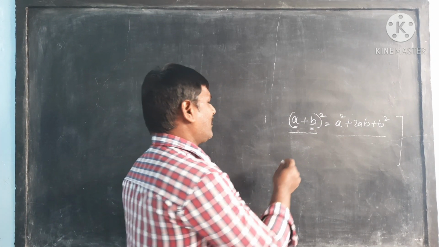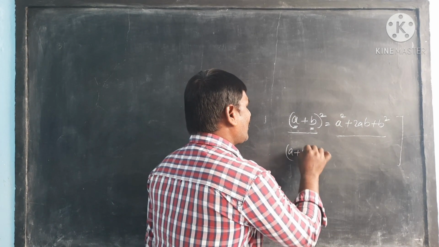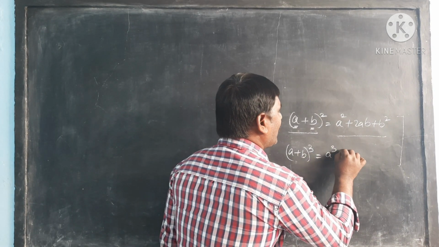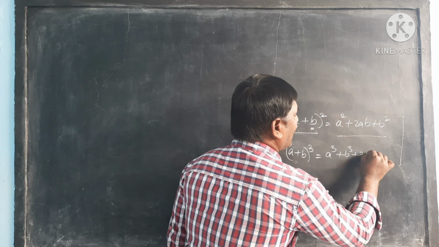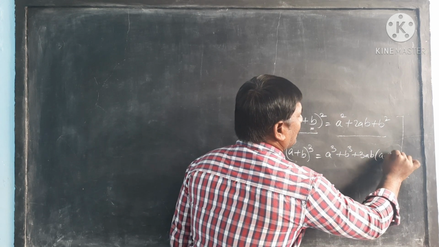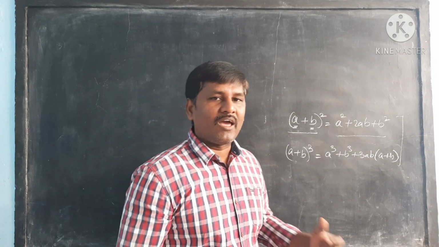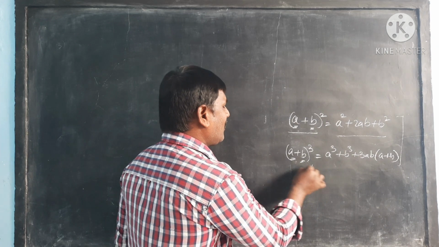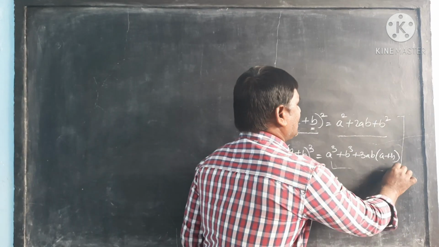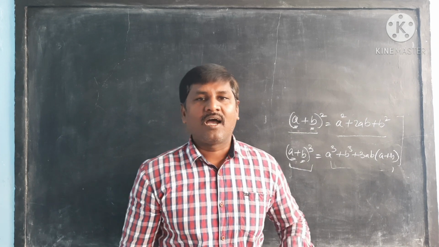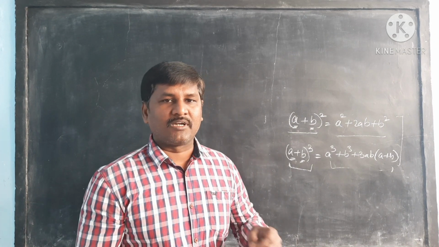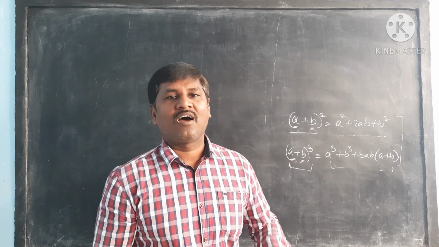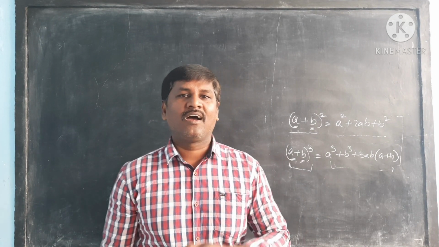Let us discuss another one. (a plus b) whole cube, which you have discussed in class 9, is equal to a cube plus b cube plus 3ab(a plus b). So here whatever the values of a and b you substitute, you will get the same result from the LHS and RHS. So these are known as mathematical identities. But in the trigonometric chapter, we have three trigonometric identities. Let us derive the trigonometric identities.